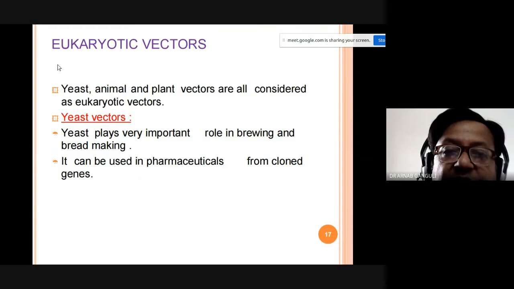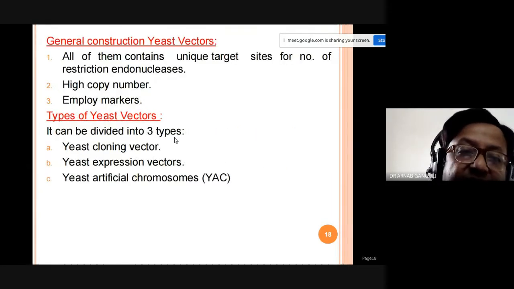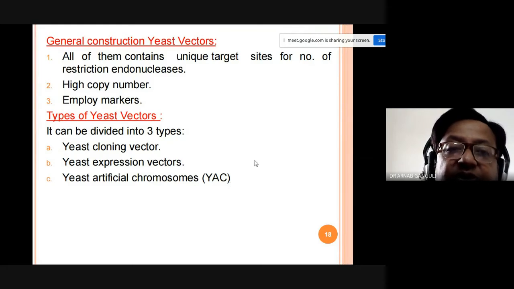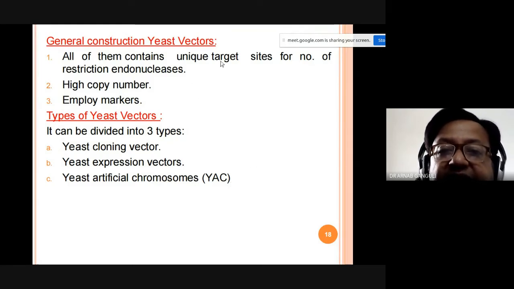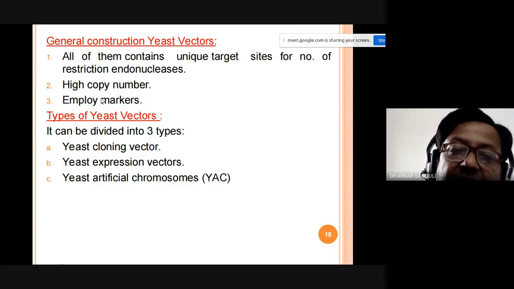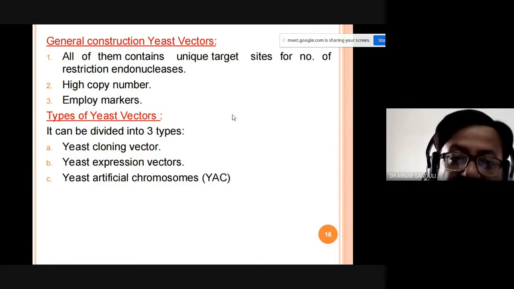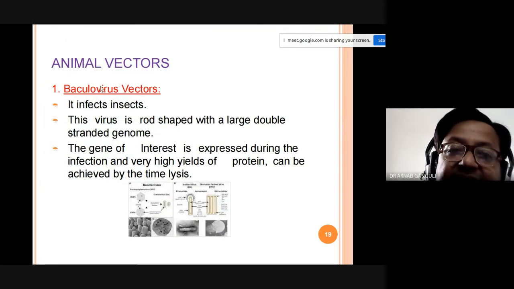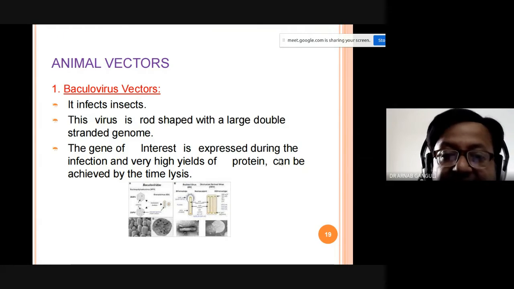Eukaryotic vectors, which is more important: yeast vectors, yeast artificial chromosomes. You can have yeast cloning vectors, yeast expression vectors, and yeast artificial chromosomes. They have unique target sites or restriction enzyme sites. They have got high copy numbers, and they also use selectable markers. You also have animal vectors like insect baculovectors. You can transform these in insect cells.